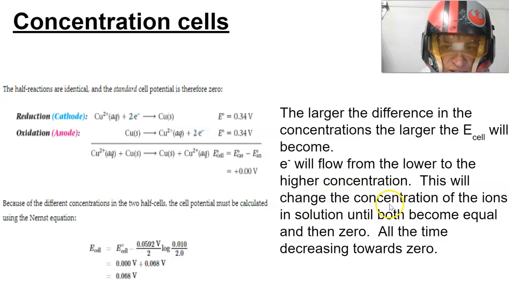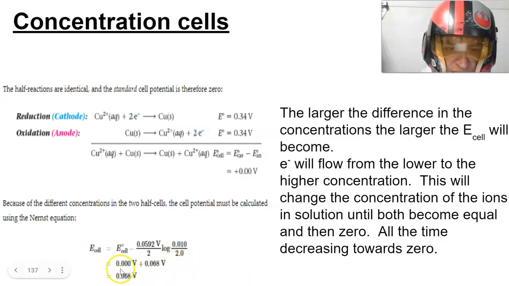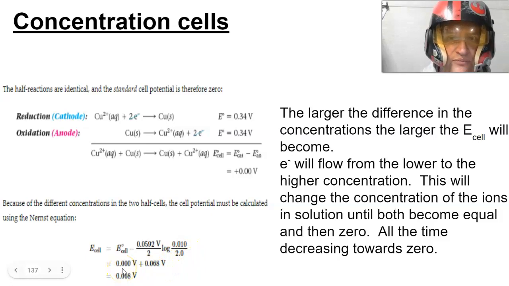This changes the concentration of the ions in solution until both become equal and then 0, all the time decreasing towards 0. Because again, this concentration is going to decrease, that one is going to increase, and that voltage is going to change over time until eventually it equals 0. So again, concentration cells, not a very high voltage, but can be handy when we're trying to look at small voltages.